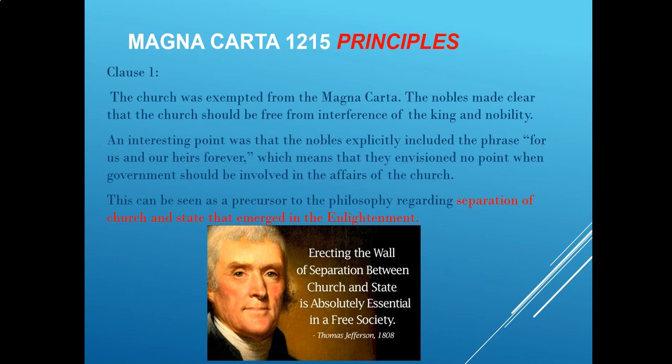Now, clause number 1 of the Magna Carta is a very important one because it emphasizes the connection between the church and the state in this case. So the church was exempted from the Magna Carta. Very interesting. The nobles made clear that the church should be free from interference of the king and nobility. In other words, nobody could mess with the church, either the government, in this case the king, or the wealthy, the nobility. An interesting point was that the nobles explicitly included the phrase "for us and our heirs forever," which basically means that they envision no point when government should be involved in the affairs of the branch, in this case the branch within the church itself.